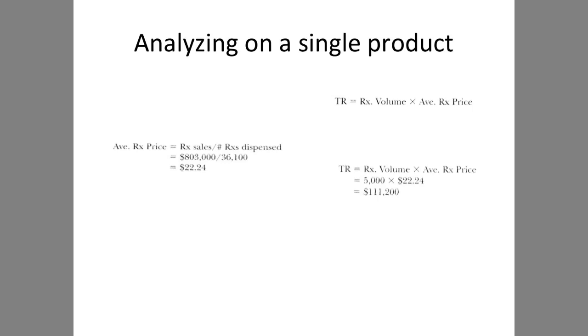You take that and look at your total revenue, which is your Rx volume times your average prescription price. This is where you would get the total sales, depending upon the time period. So if you fill 5,000 prescriptions per month and your average price is $22.24, hopefully it's a lot higher than that, like I said, this chapter is a little bit old, your total prescription sales for that month would be $111,000.